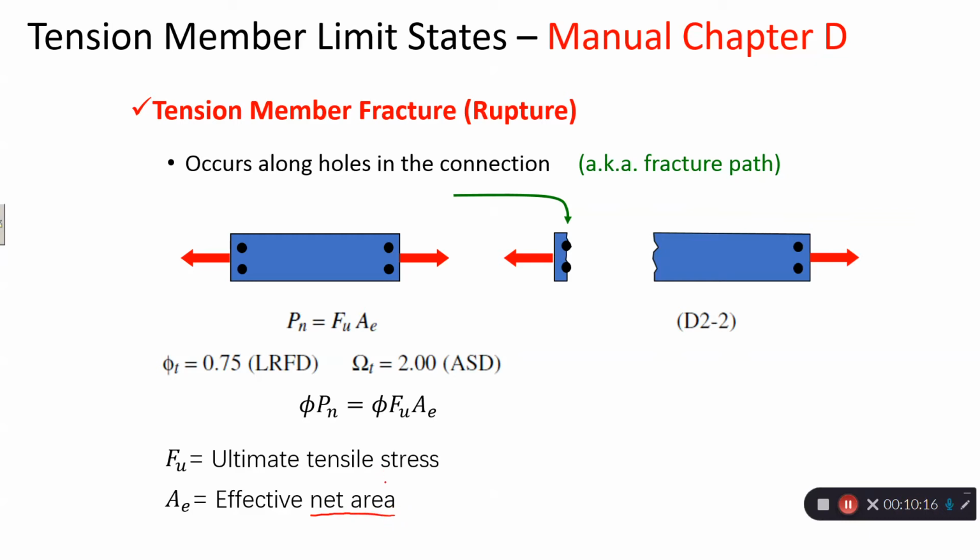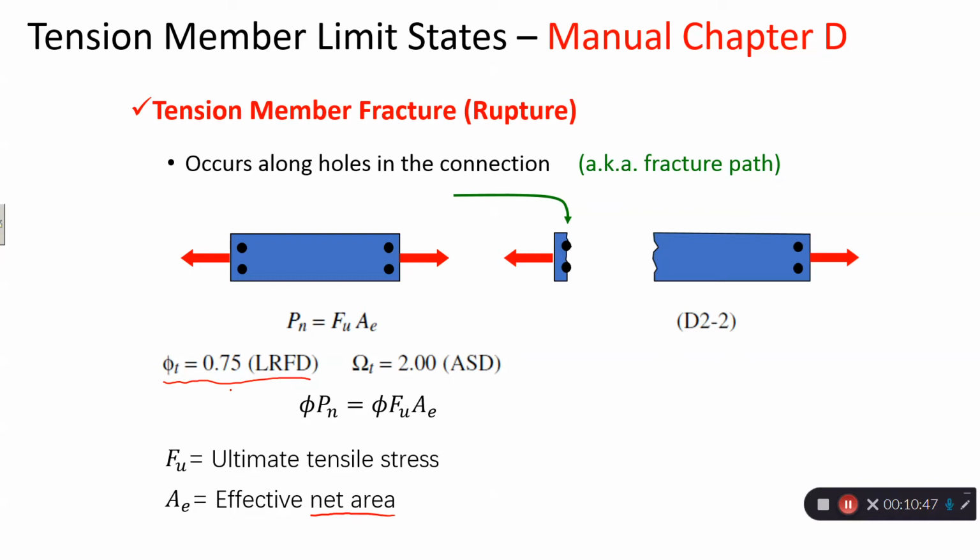That's going to be the total area deducted by the hole areas. And in this limit state, as you can see, you're going to have a different resistance factor. The resistance factor for fracture is equal to 0.75. So in the fracture limit state, you have to apply a lower resistance factor, 0.75. That's because fracture is more critical than yielding.